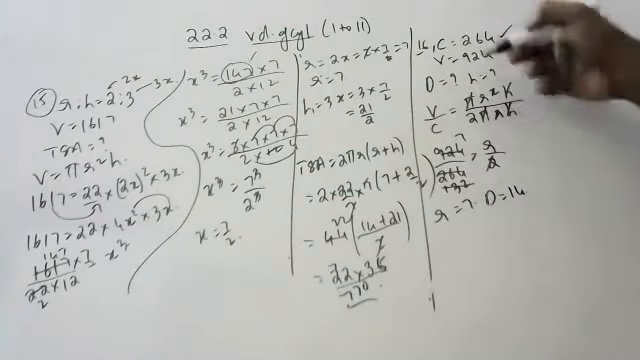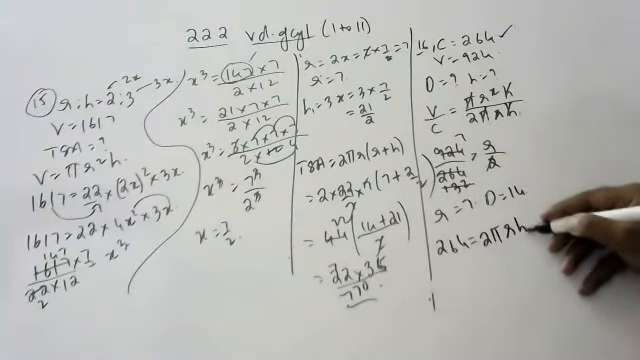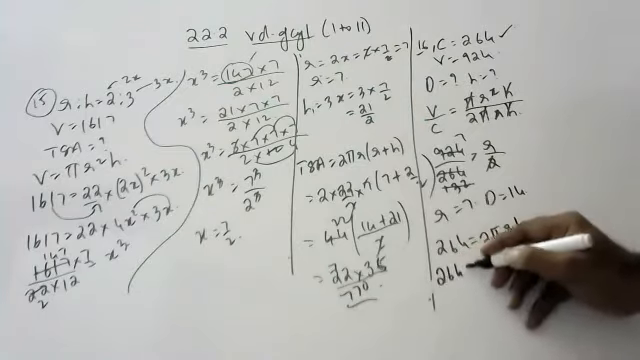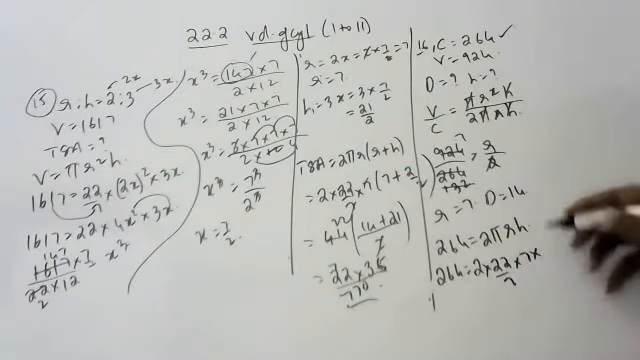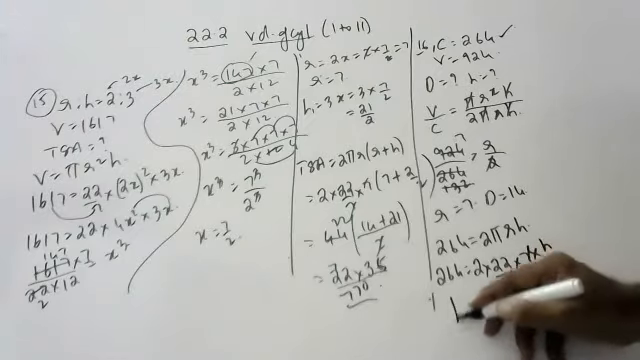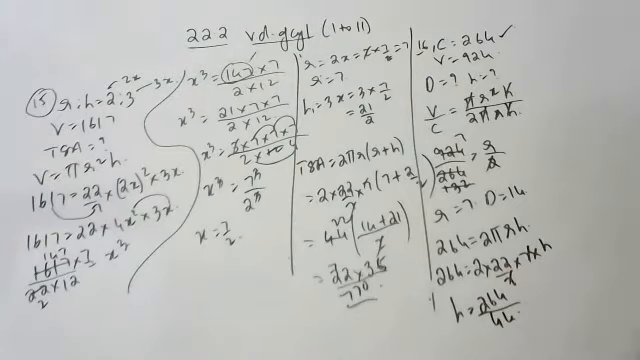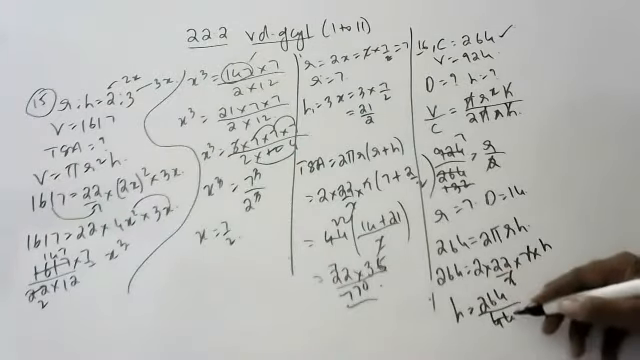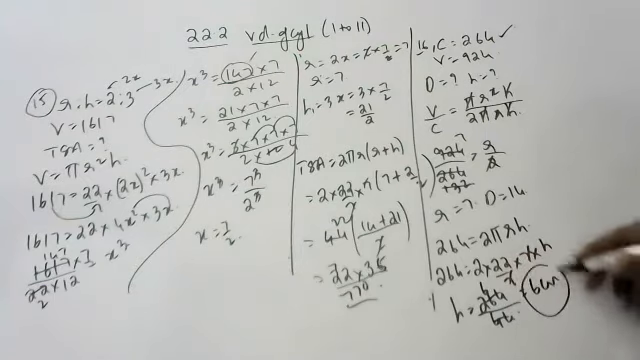Height we should find. So 264 is equal to 2 pi r h. 264 is equal to 2 into 22 by 7 into 7 into h. 7 cancel. So h is 264 by 2 into 22, which is 44, and 264 by 44 is 6. So height is equal to 6 centimeters.